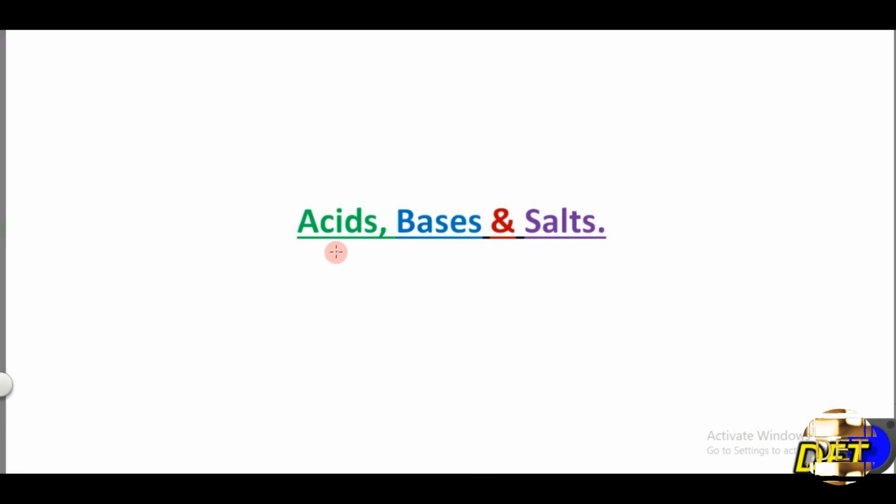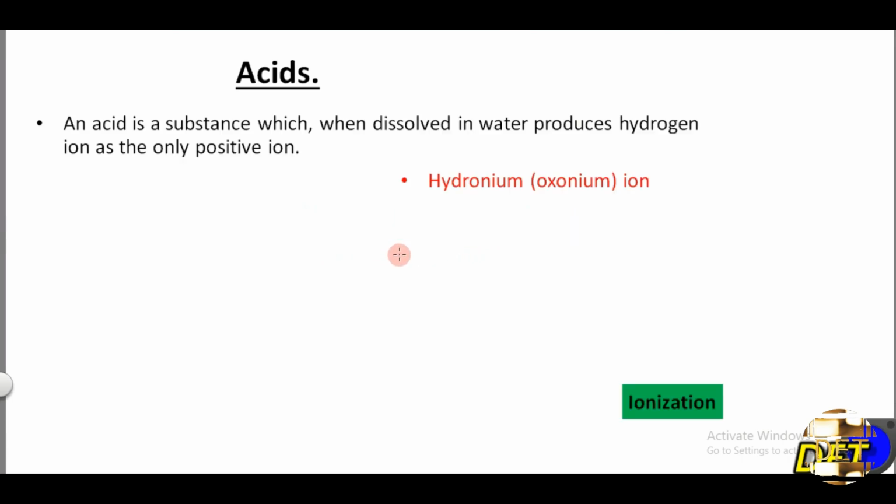Okay, in this video, we're going to look at acids, bases, and salts. So we'll start with acids. What is an acid? An acid is a substance which, when dissolved in water, produces hydrogen ion as the only positive ion. It is any substance which, when you dissolve it in water, produces hydrogen ion as the only positive ion.